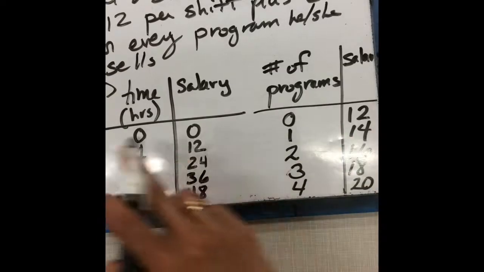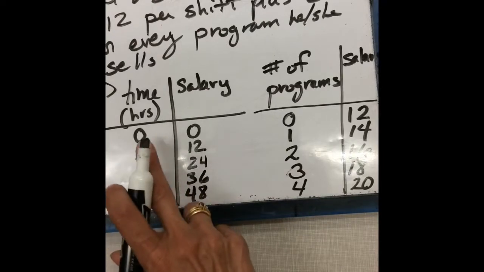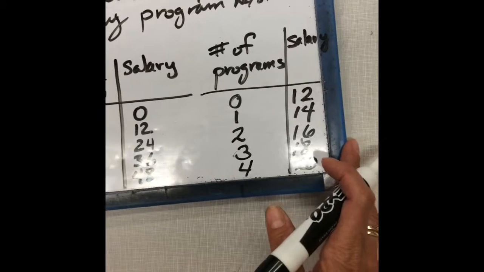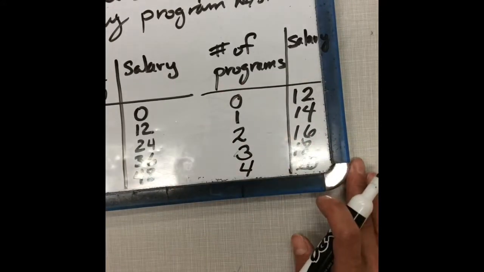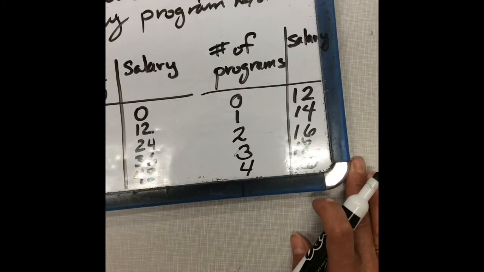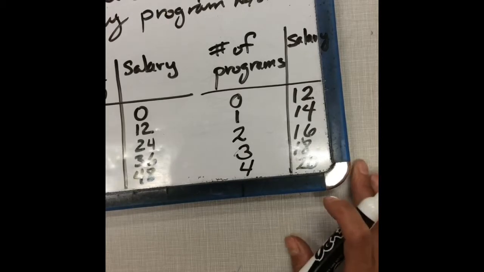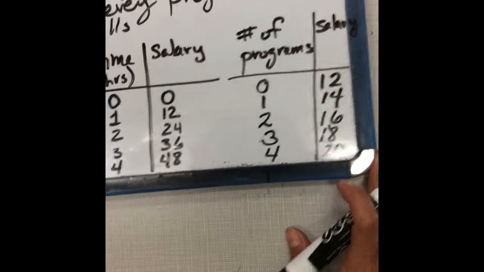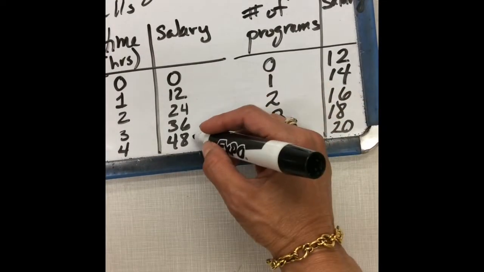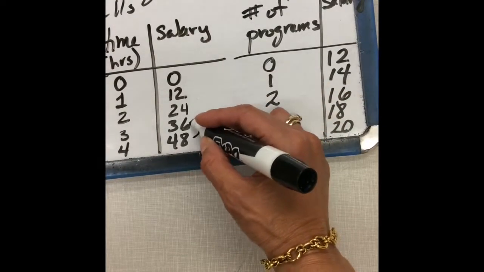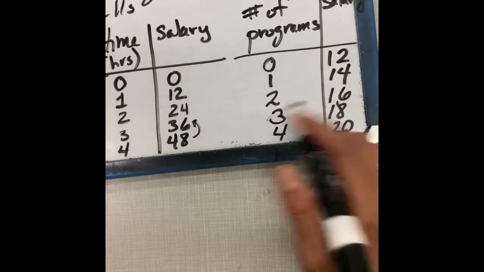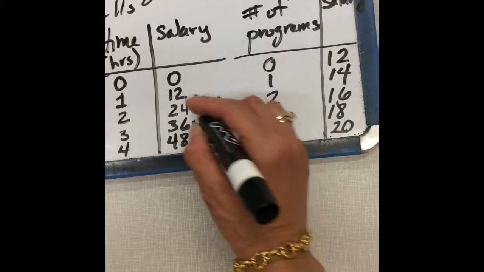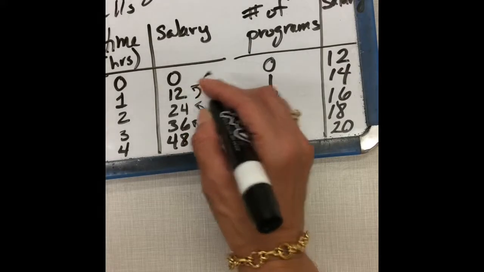This one depends on the time, and it starts at 0 because if he doesn't work, he's not getting anything. This one here depends on the number of programs. He's getting $12 for basically doing his shift, and then $2 for every program. We can look at the differences here, and when we look at this, the difference between these two is 12. The difference here is 12. The difference here is 12.